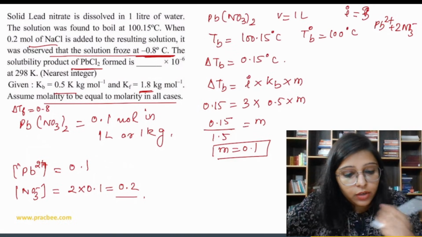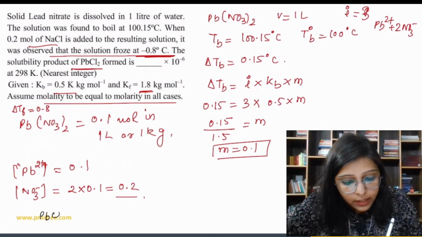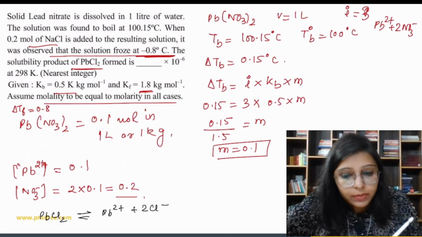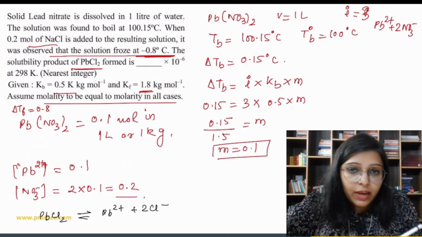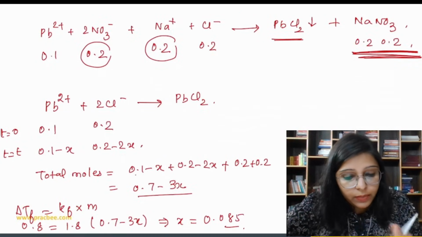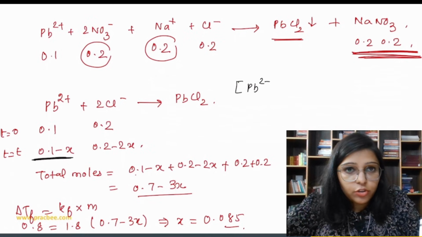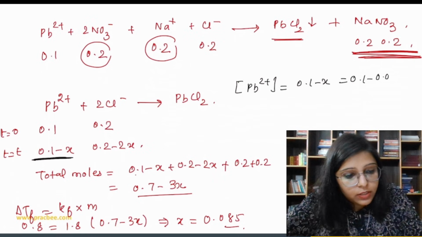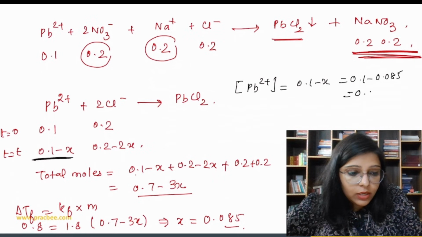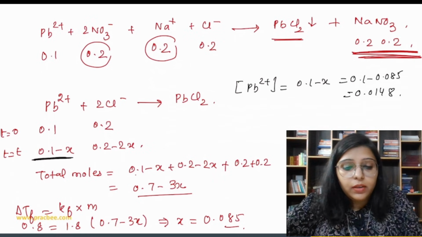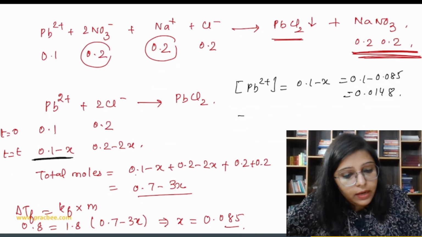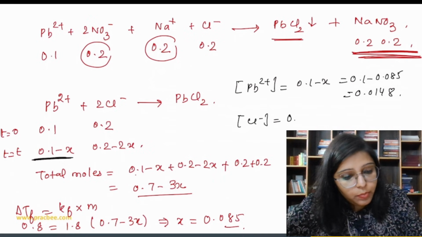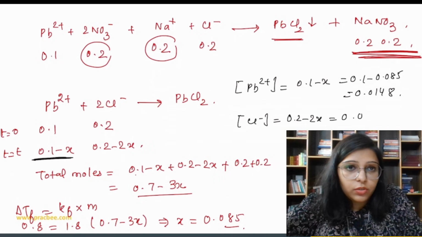So solubility product of PbCl2: it dissociates into Pb2+ and 2Cl-, right? So we have to find out the concentration of Pb2+. So the concentration of Pb2+ is 0.1 minus x, which is 0.1 minus 0.085, which is equal to 0.0148. Okay? Now the concentration of Cl- is going to be 0.2 minus 2x, which is 0.03.